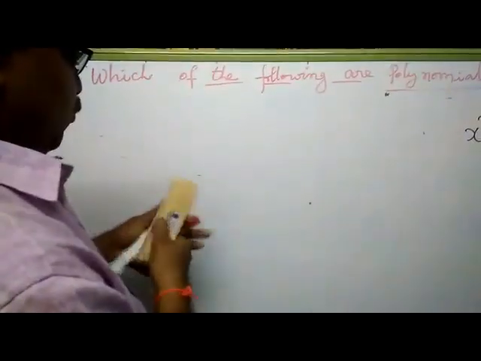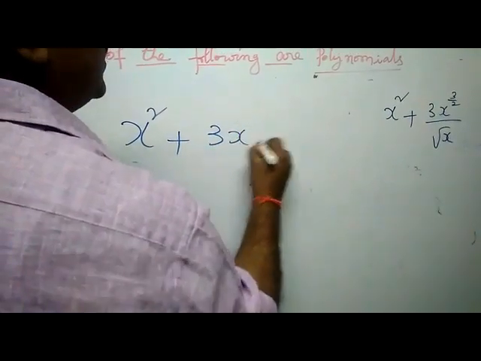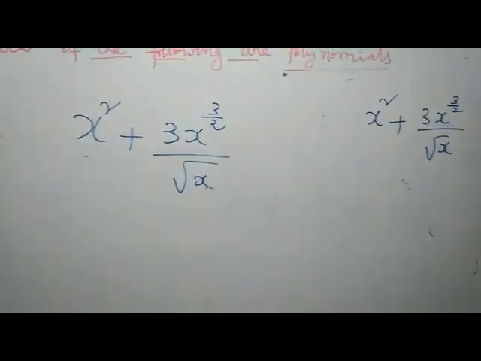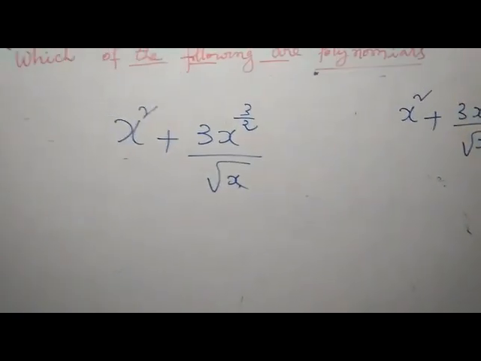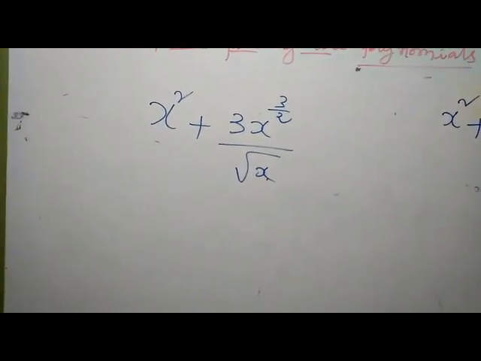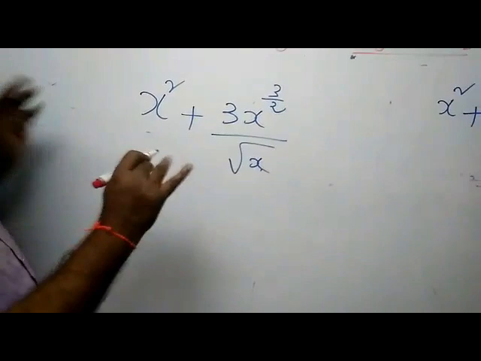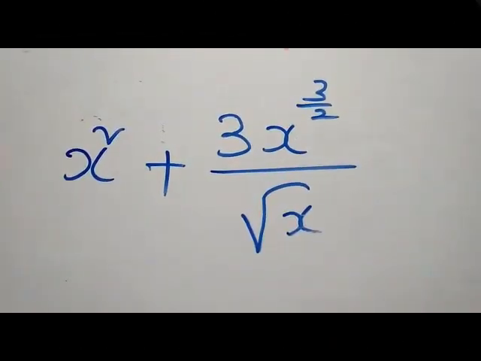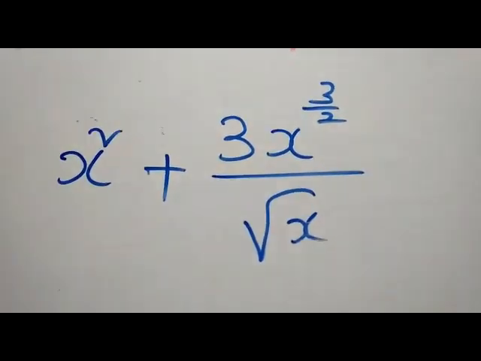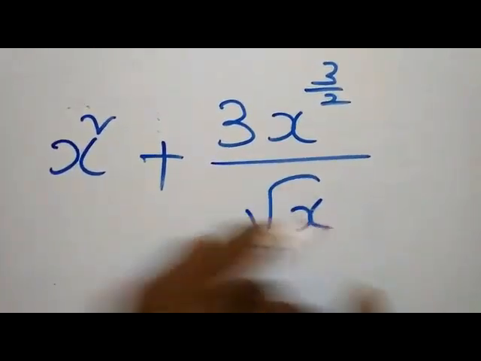x square plus 3x to the power of 3 by 2 by root x. Whether it is a polynomial or not, I am asking twice. It is a polynomial. You may get a doubt, sir, why? Here root x is there. That's why first simplify and check. Let us discuss this example also. Maybe by seeing, people are thinking this is not a polynomial, but it is a polynomial.